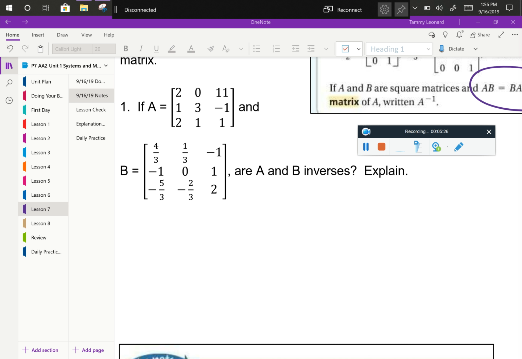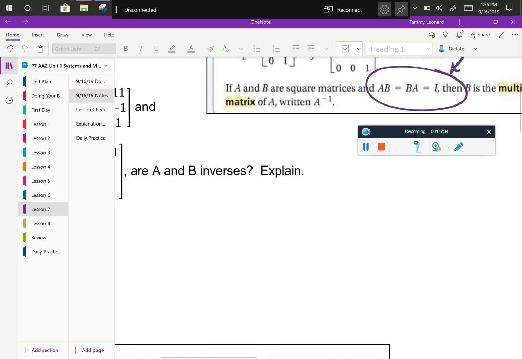Does that make sense to everybody? Yes or no? Yes? Okay. So the first thing we're going to realize is it says if matrix A and matrix B are going to be inverse matrices, then it has to be true that if I multiply them first A times B, and then also if I multiply them B times A, I will get the identity matrix both times.